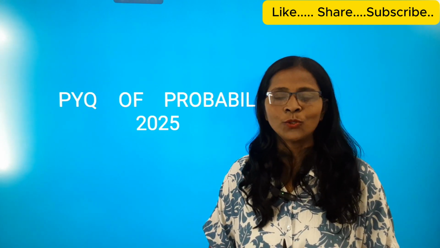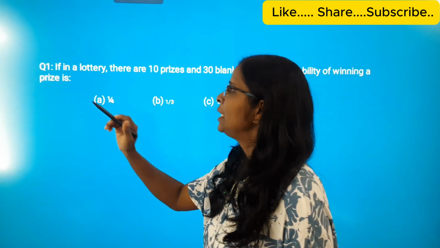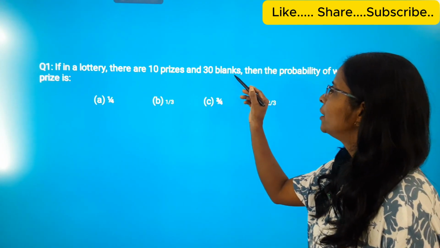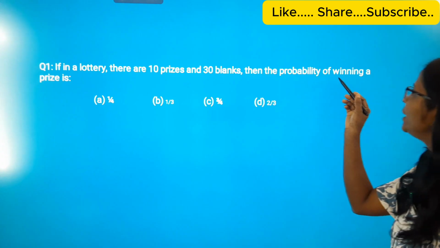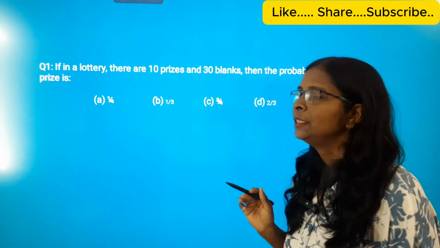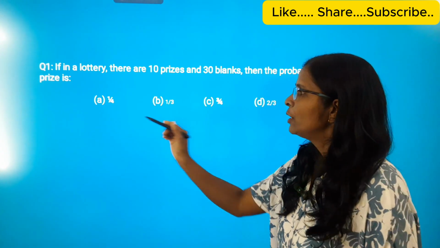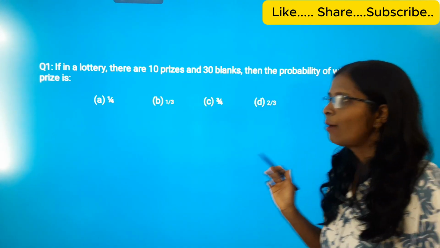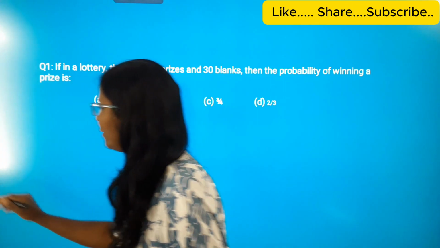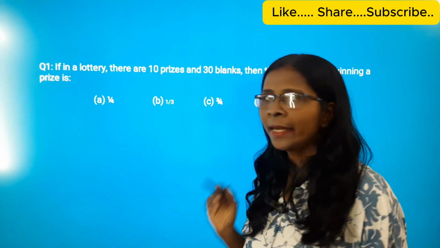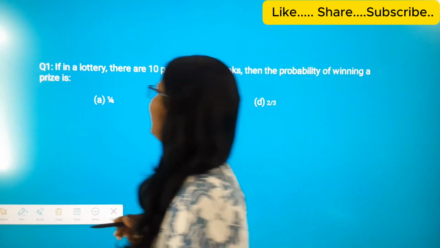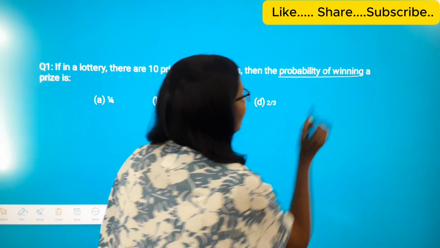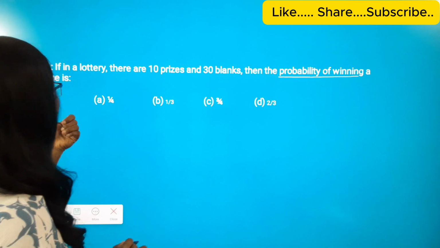Okay students, so here the first example is: if in a lottery there are 10 prizes and 30 blanks, then the probability of winning a prize is, options are 1 upon 4, 1 upon 3, 3 upon 4, 2 upon 3. So how can we solve it? How can we get the correct answer to this probability?